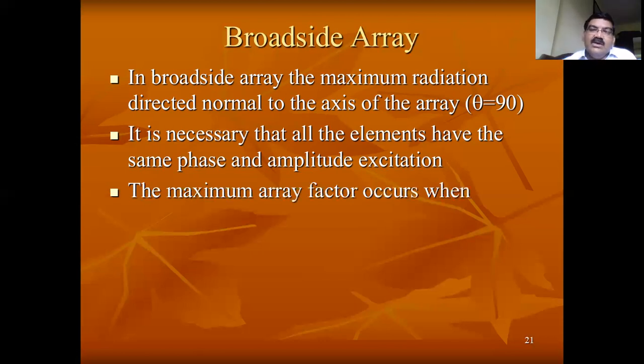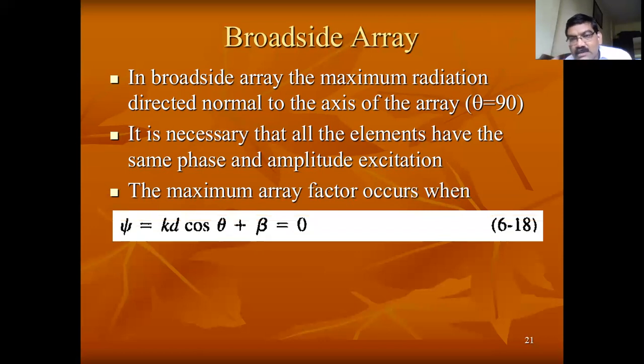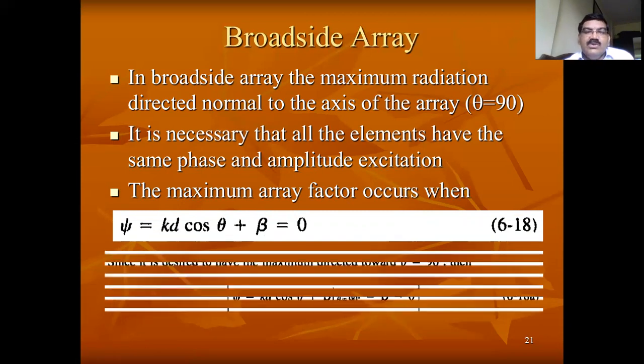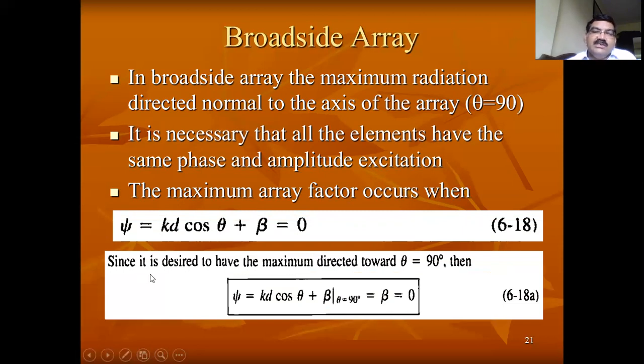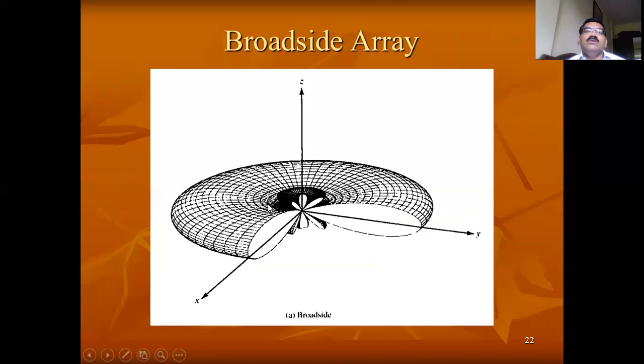So the maximum array factor occurs when kd cos theta plus beta equals 0. That is when psi equals 0, meaning no progression. Phase shift should not be there, since it is desired to have the maximum direction toward theta equals 90 degrees, that is horizontal in the xy plane. So psi equals kd cos theta plus beta, with theta equals 90 degrees, so beta equals 0. Your beta must be 0.